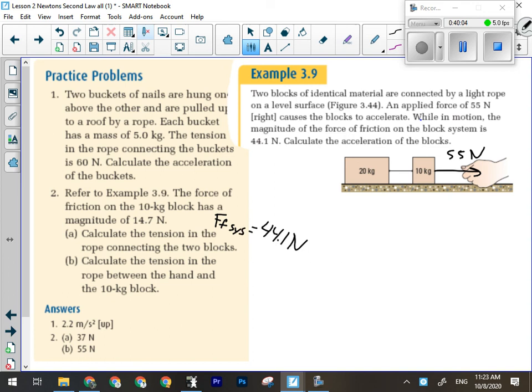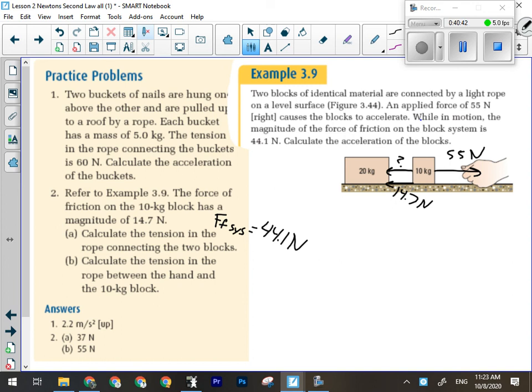Okay. Now they've just put one extra thing in. They want to know what is the force acting backwards between, basically what's the force of the 20 kilogram block pulling on the 10 kilogram block? That's what they want to know. What's the tension in that rope that connects the two blocks? Okay. They've also told you that the force of friction on the 10 kilogram block is 14.7 newtons. Okay, so you're looking for that force right there.